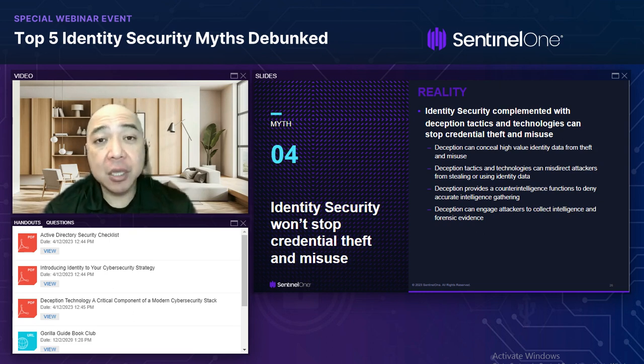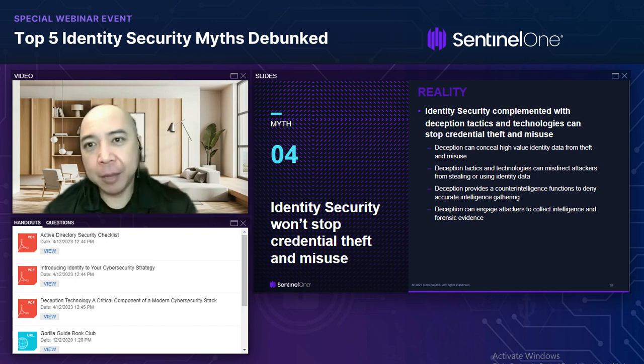It's going to stop the attacker's ability to actually use stolen credentials because you can use deception to hide your high-value identity data, right? So that attackers can't steal it. And if they can't steal it, they can't misuse it. This is things like hiding your domain admin groups, hiding your domain admin users, or hiding the credentials that are stored at the endpoints. And then you can misdirect attackers, right, by creating decoys and fake identity data and fake identity systems, right? And then deception actually is a counterintelligence function.